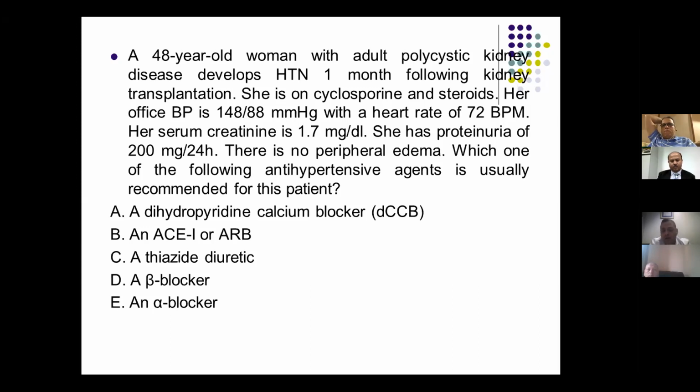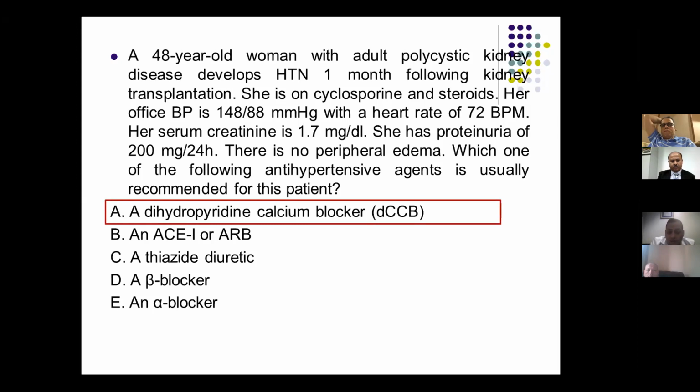Because the major cause of hypertension induced by CNI is afferent arteriolar vasoconstriction, the first choice will be a dihydropyridine calcium channel blocker, which causes vasodilatation in the afferent arteriole and ameliorates the effect of the CNI.